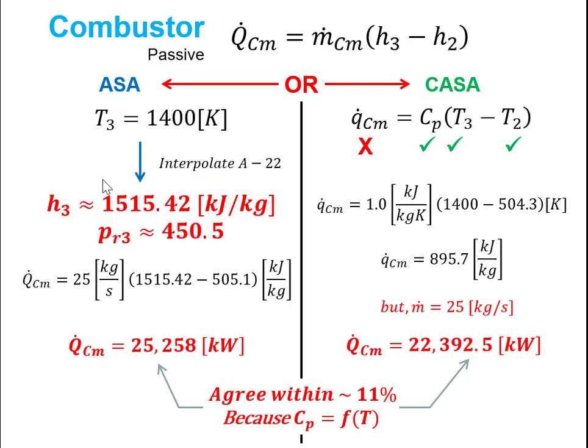And that's because in the constant specific heat problem, I'm assuming that the specific heats don't change with temperature, but in reality they do. So the air standard analysis or variable specific heat analysis is more accurate because I'm making one fewer assumption.